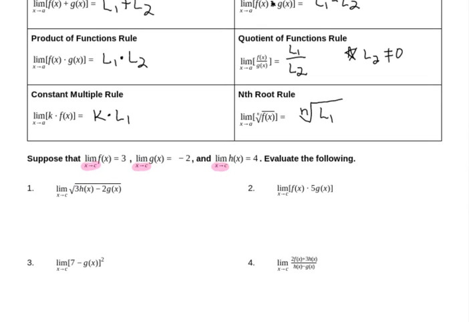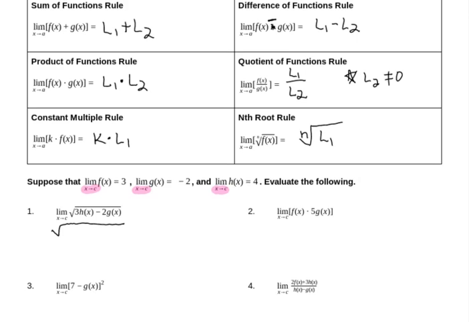So let's take a look here. The first thing I'm going to do is take this square root and put it on the outside, because that's what this nth root rule tells me. I can put the nth root on the outside of my limit. Now I know that I can multiply a constant and I can just subtract my two functions. So I'm going to do 3 times the limit of h of x as x approaches c.